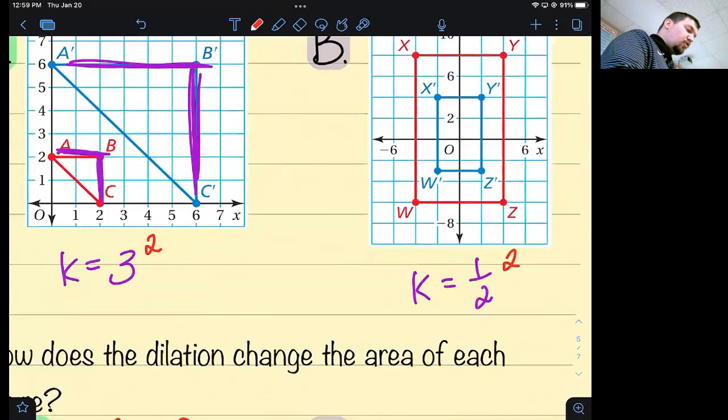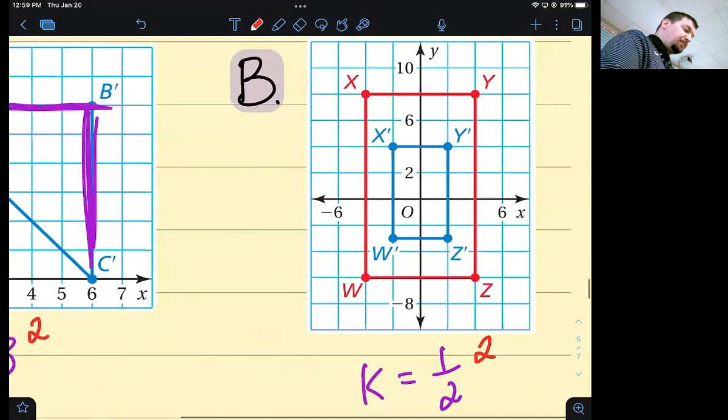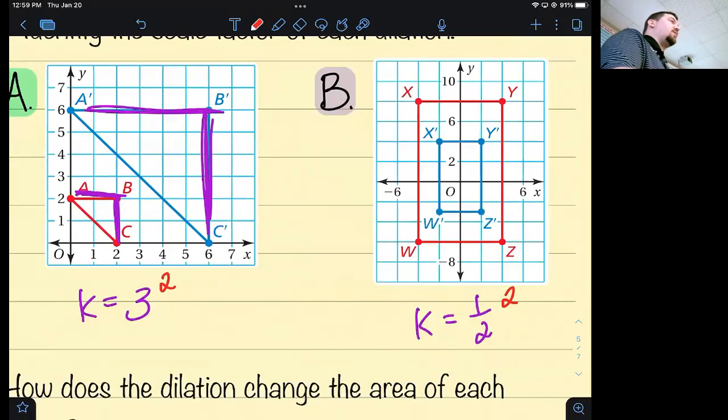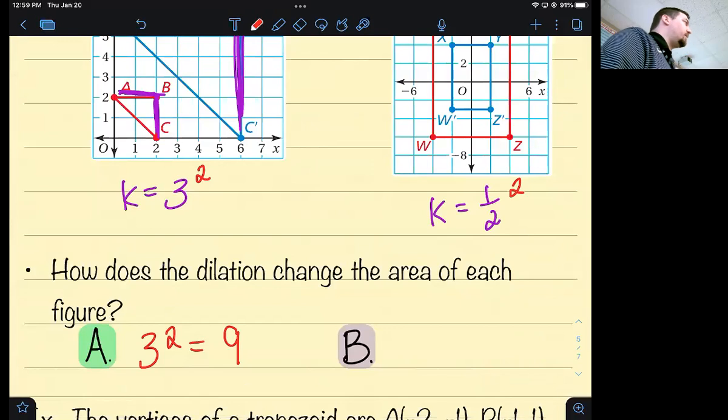And for the rectangle here, if the dilation was by half, so all the side lengths are half of what they were, if you square that, what's 1/2 squared? Sander? 1/4. Actually, I need to put 1/2 in parentheses.